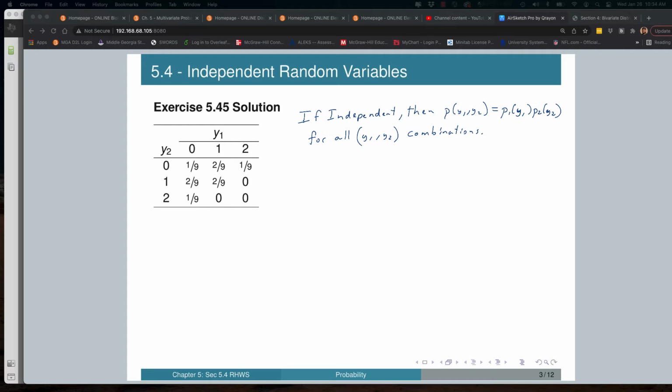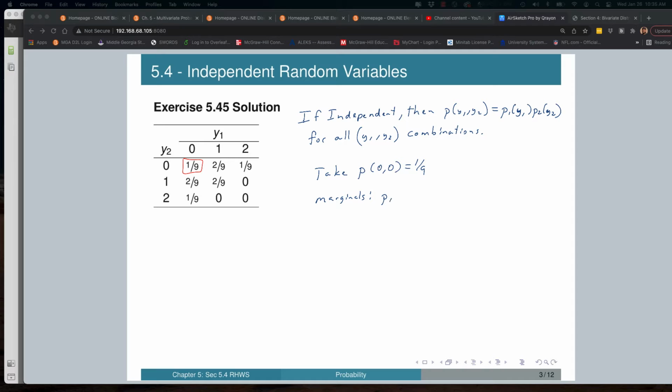Whenever I see a table and I've already got my probabilities built out, I'm always going to look at one of the ones with a 0 in it, but you don't have to. Let's take the very first one here and see if the probability of 0 and 0 for y sub 1 and y sub 2 is equal to the product of its marginal probabilities. So we know p of 0, 0 is equal to 1/9. And if we want to find the marginal probabilities, we've got our marginals.